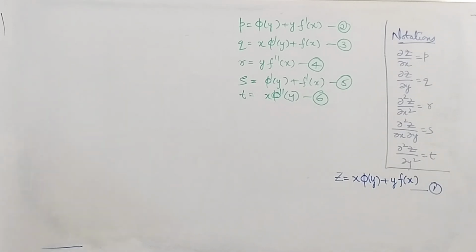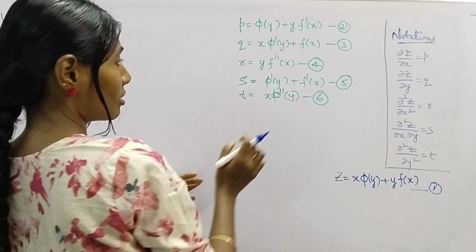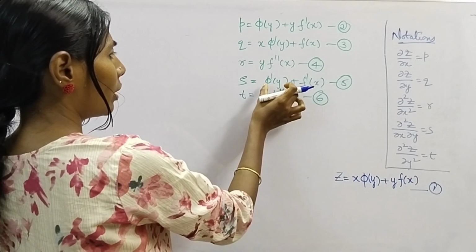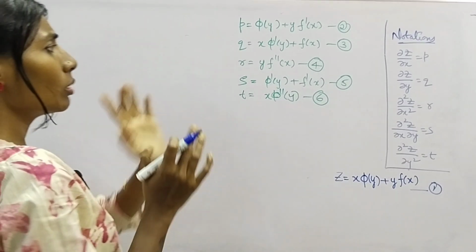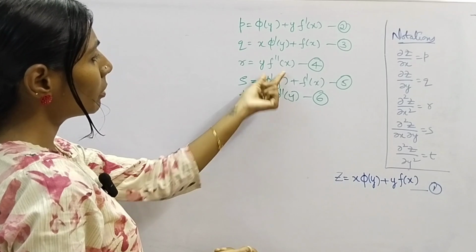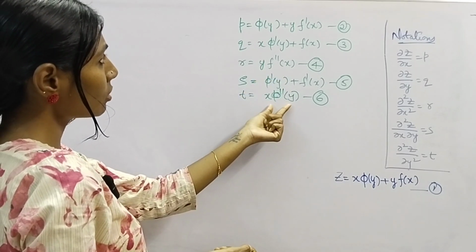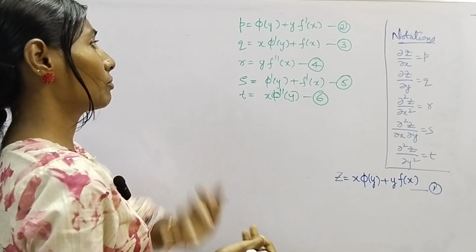Now, let's see the same patterns. In S, you have phi dash of y plus f dash of x. It looks like the same pattern, right? 1 dash plus 1 dash. Fine. I think S will be useful here. And here in R, we have f double dash. In T, we have phi double dash. In P, we have phi plus f dash. And here, we have phi dash plus f.